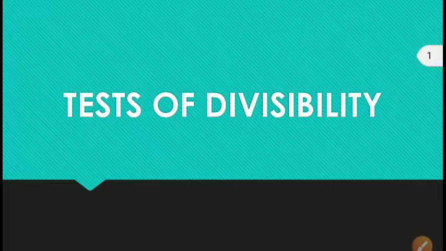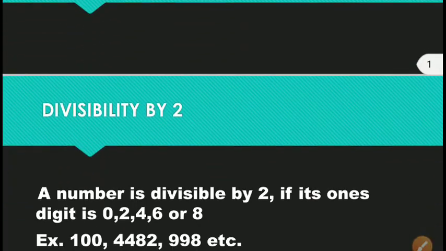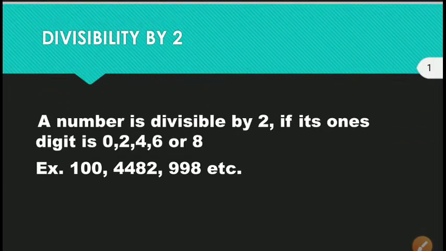So today we are going to start our exercise 4B, which is based on test of divisibility. Five divisibility tests are given in your book: divisibility test for 2, 3, 5, 9 and 10. Okay. So we will discuss them one by one. Let's start. The first is divisibility by 2.